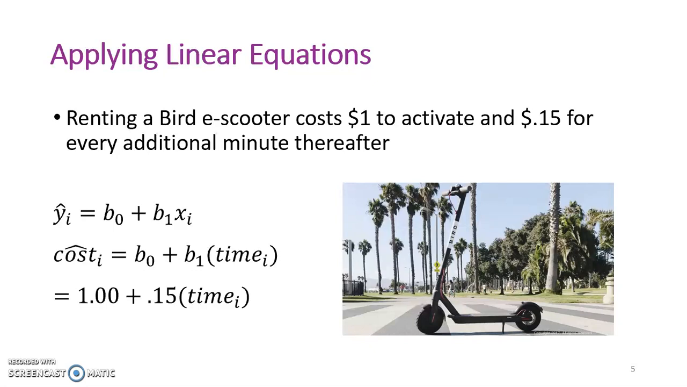And because the slope is the change in y for every 1 unit increase in x, if we frame x, the predictor, as time, then for every minute, we know that we are going to increase the cost by 15 cents. Therefore, our slope would be 0.15.